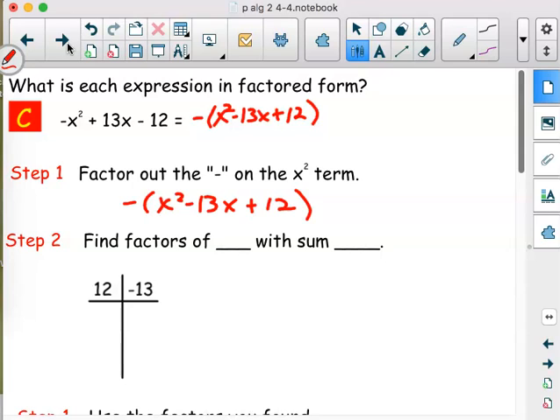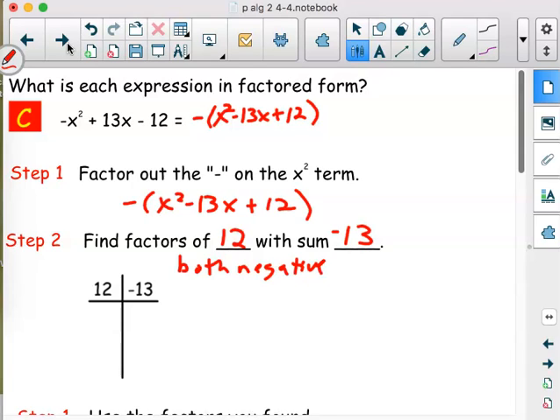And now we start thinking, probably I'm not done. Probably I can find two factors of 12 with the sum of negative 13. The first thing that goes through my mind is, oh, they have to add to a negative. So they have to multiply to something positive, but add to a negative. Oh, that means they're both negative. That's the only way that's going to work.